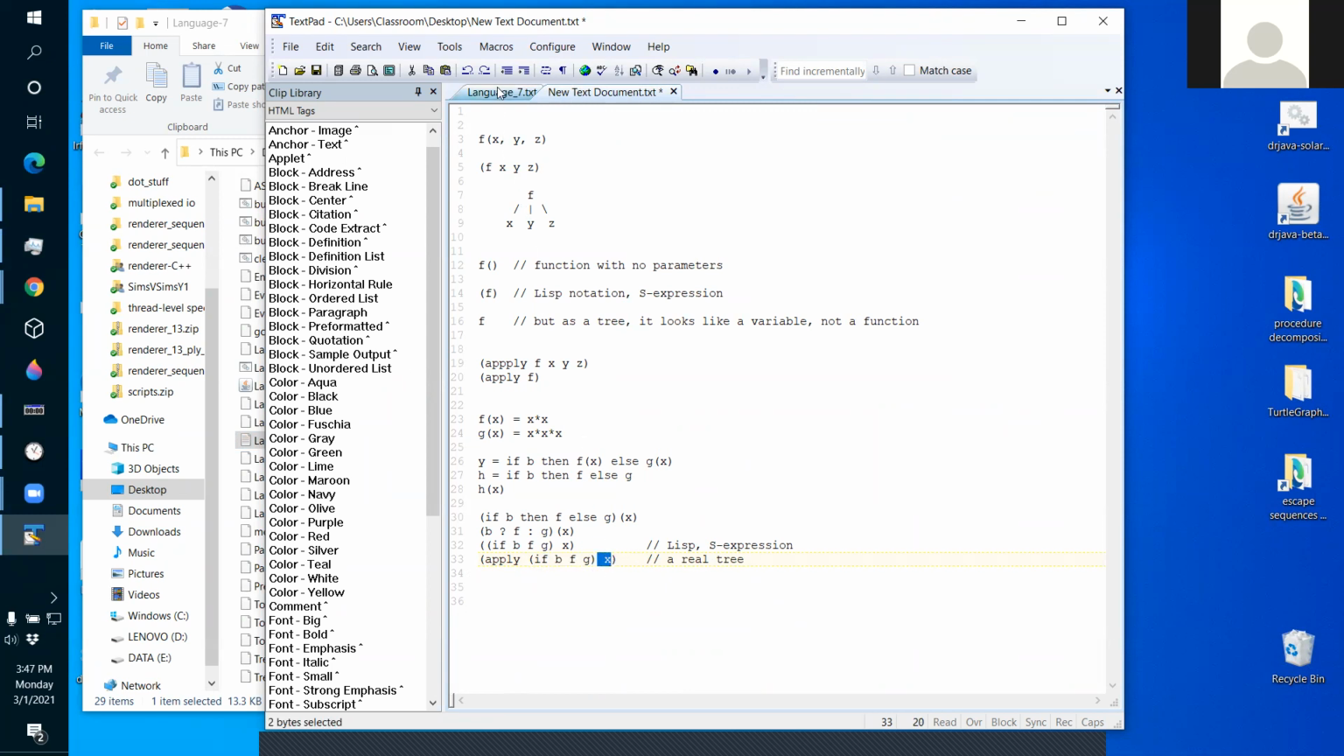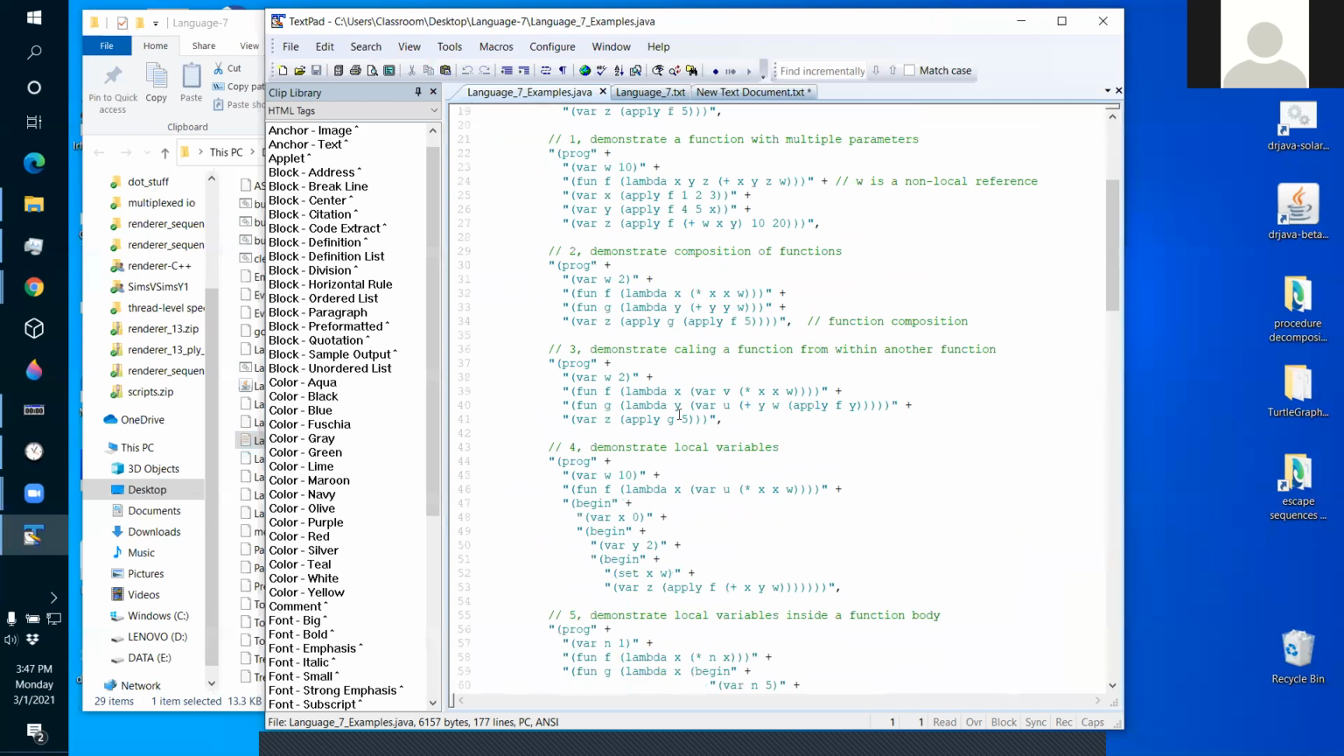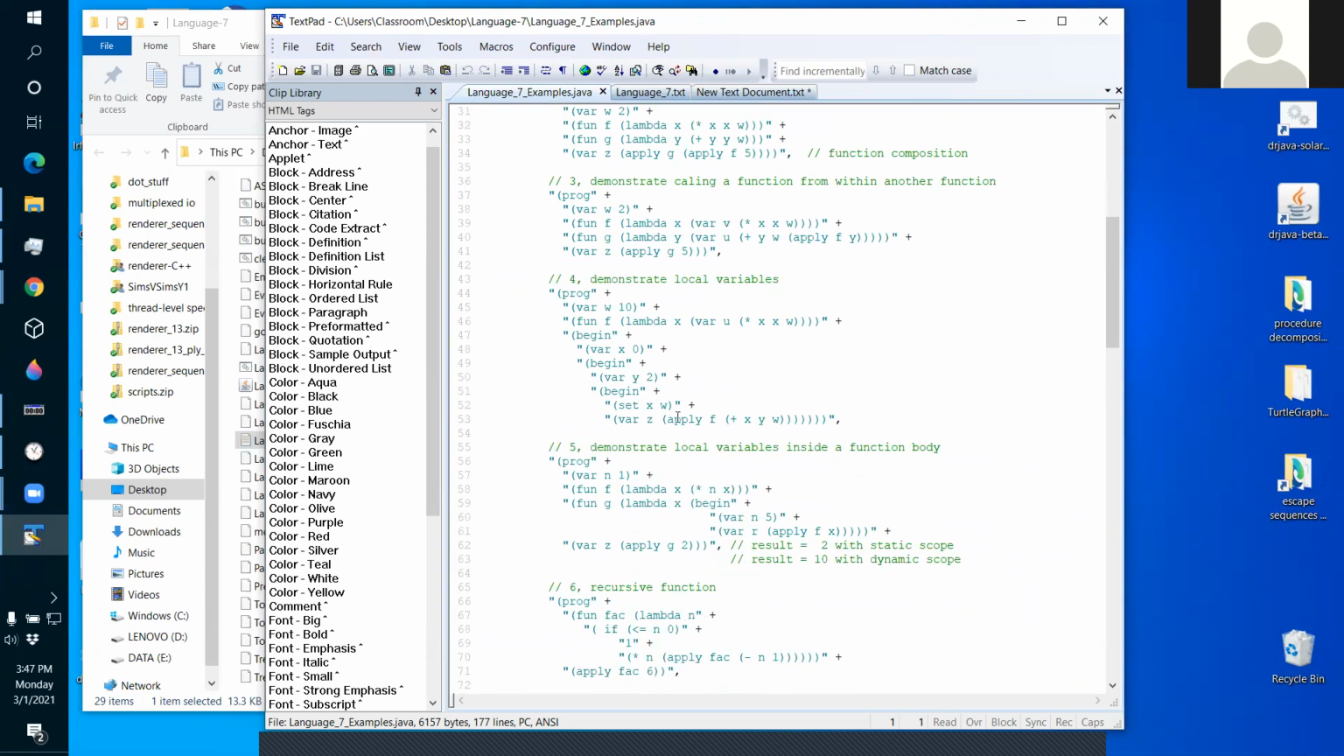Okay. Now, in language 7, there's a whole bunch. If you look in the language 7 examples, there's a whole bunch of examples like that. See if I find one.